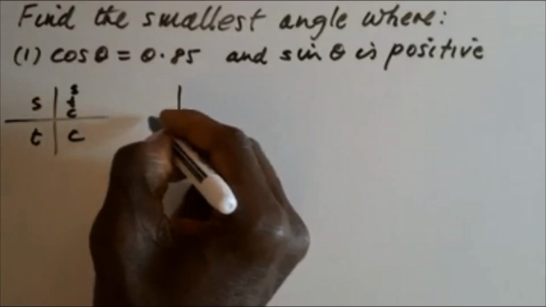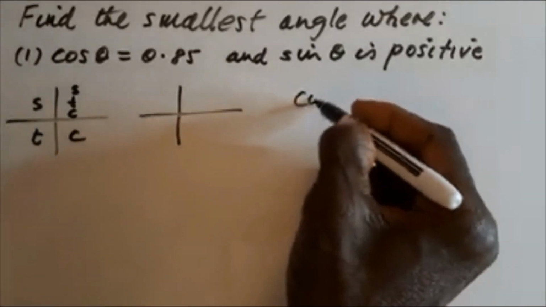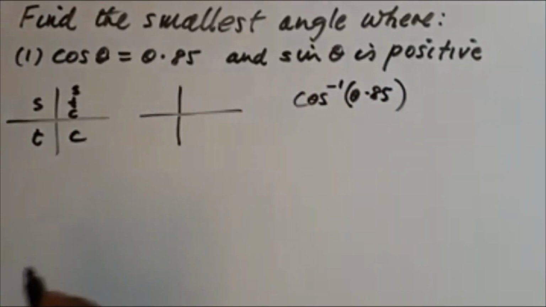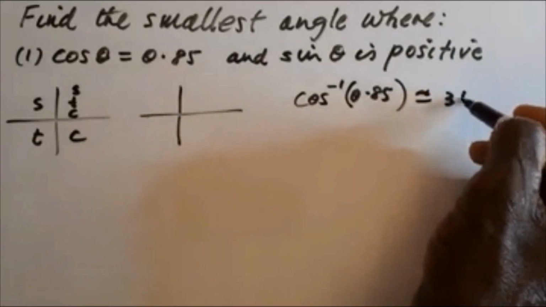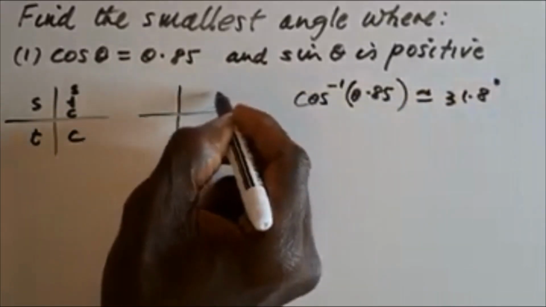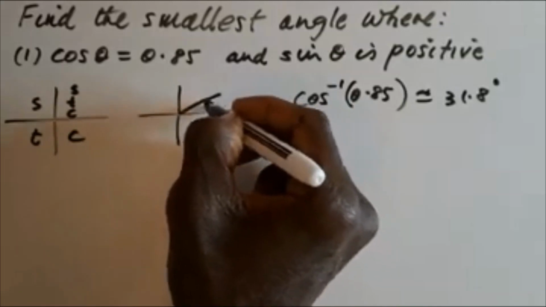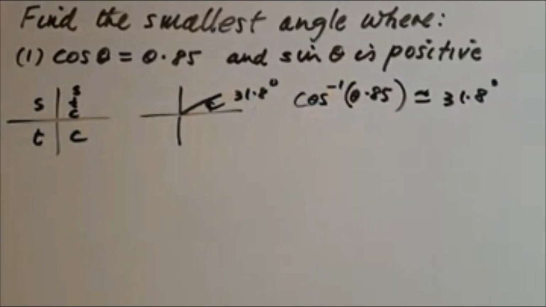So our angle must be in the first quadrant. And if we do the cosine inverse of 0.85, we get approximately 31.8 degrees, and that's somewhere in this quadrant here, the first quadrant. So this angle is 31.8 degrees. So that's the smallest angle we can get.